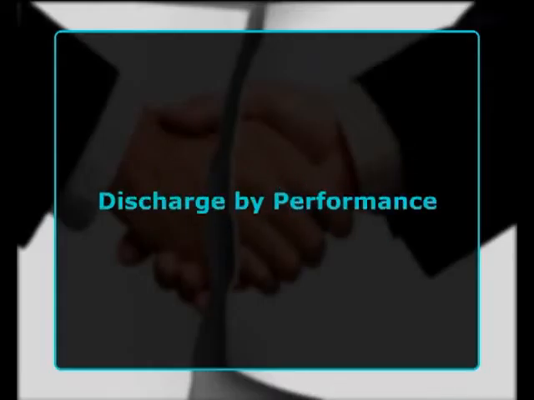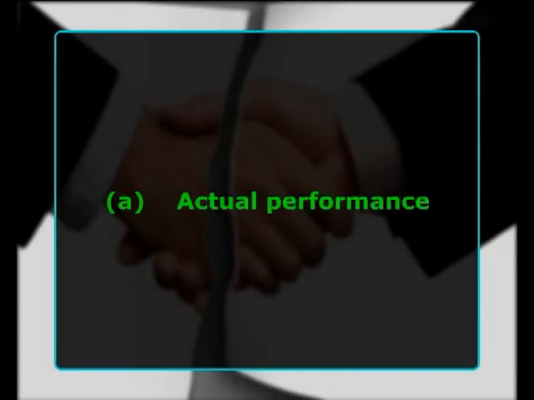Discharge by performance. A contract can be discharged by performance in any of the following ways. A. Actual performance. No party remains liable under the contract.